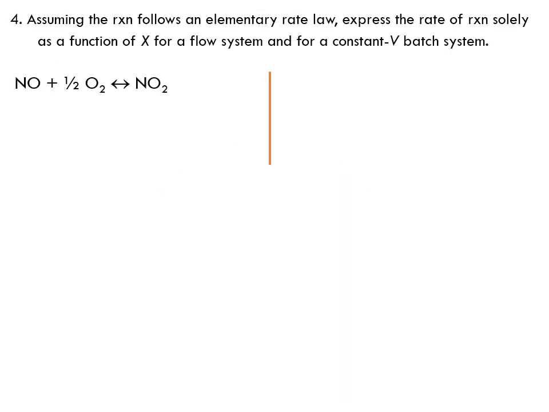Okay, let's go to requirement number 4. Assuming the reaction follows an elementary rate law, express the rate of reaction solely as a function of conversion for a flow system and for a constant volume batch reactor. Obviously, the first thing you need to do is to write the rate law. The reaction follows an elementary rate law, very simple to write. So you look at the reaction, and based on that you can write the rate law, where all the powers are identical to the stoichiometric numbers.